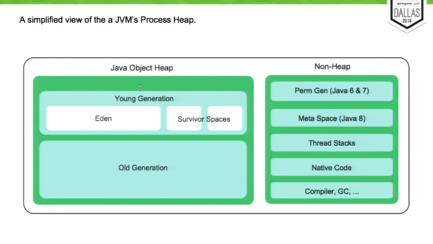The object heap itself is broken down into a number of generations. The young generation is where new objects are produced. And that further breaks down into Eden. That's the very first place objects are produced. And objects, after they survive a number of generational checks by the garbage collector, will move to one or other of the survivor spaces. And surviving that, they'll move to the old generation.